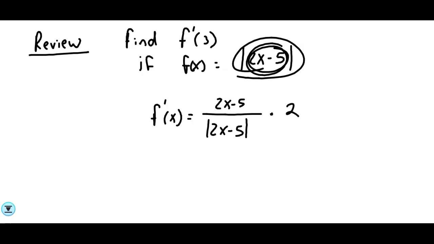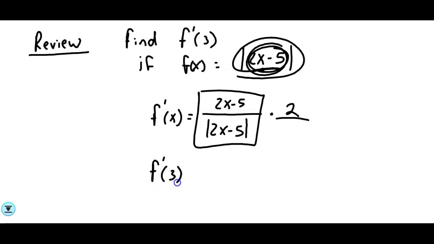So there it is. So this is the basic absolute value derivative process here, but if you have a chain rule, in other words, you have something else on the inside, you do need to multiply by the derivative of the inside. So if you wanted to find f prime of 3, what you would do is you just plug 3 into this derivative. And you'd get your answer.